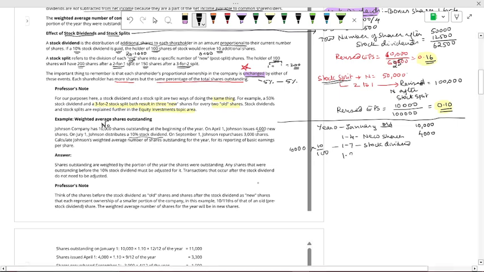In September, they have a share repurchase. Any idea about share repurchase? Yes, the company buys its own shares, buying back from the market. When will they usually do this?